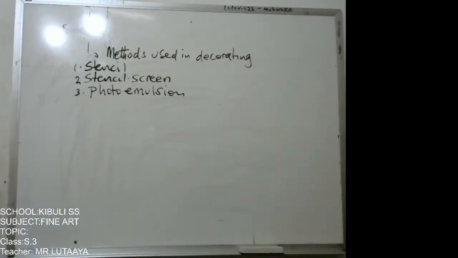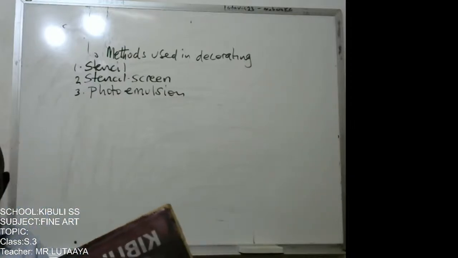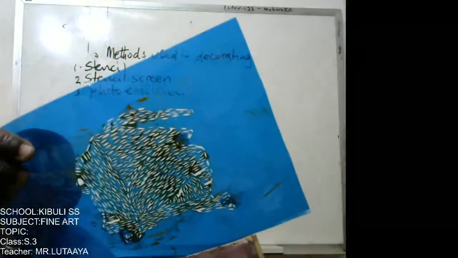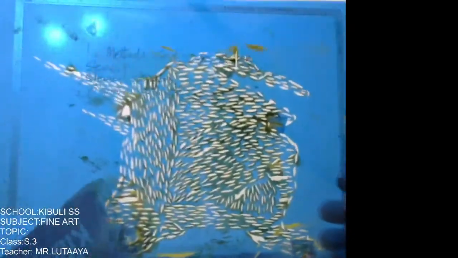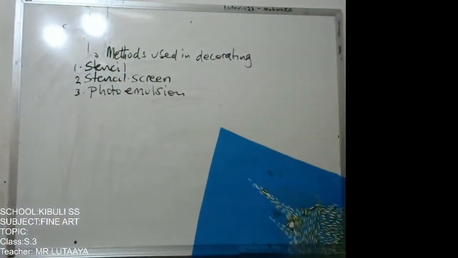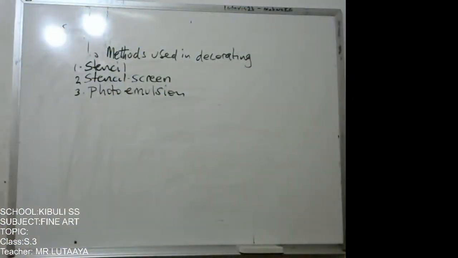I have an example here. The example which I have here for photo emulsion works in many ways. It can work on designing, creating a design like this one. You can transfer it on the screen using the technique of photo emulsion. Now, let us see how we create photo emulsion. How do we create it?